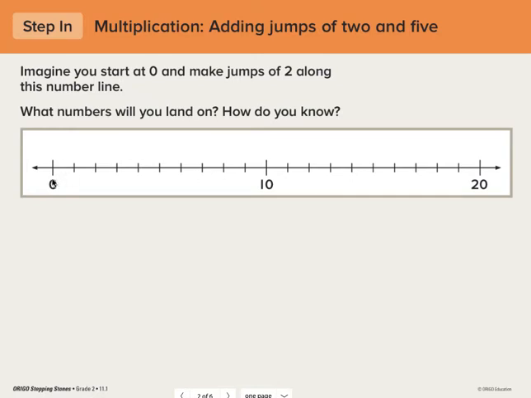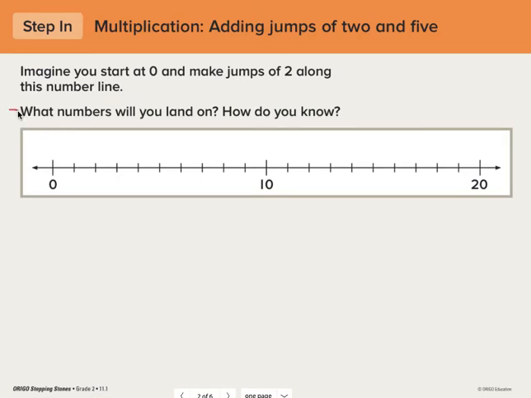Let's see if it's 1. Could it be 0, 1, 2, 3, 4, 5, 6, 7, 8, 9, 10? Yes, it's jumps of 1. Okay. So now that we've established that, we can answer our questions.